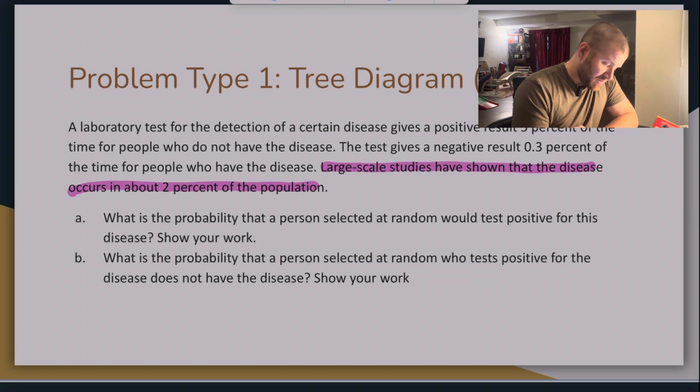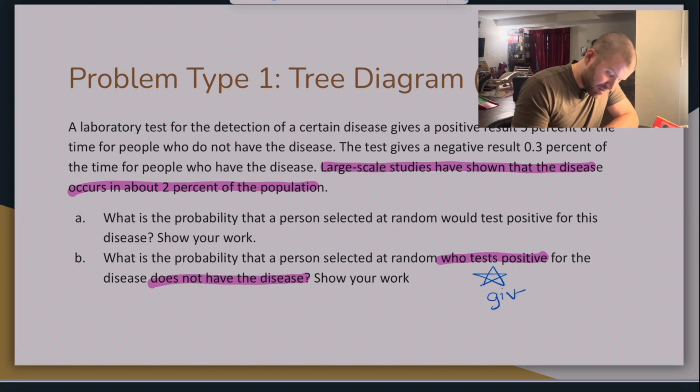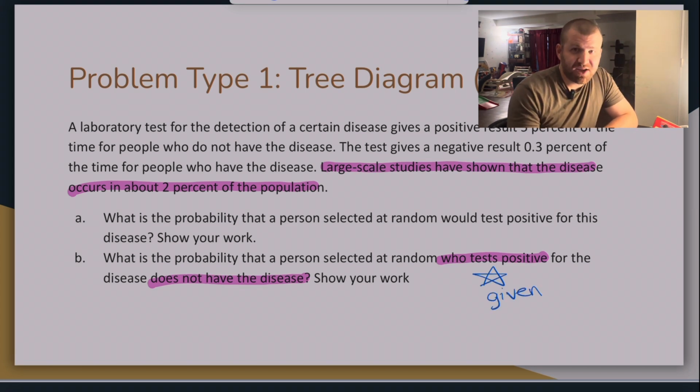Now, for part A, we're just finding the probability that someone would test positive, and we'll talk about that in a second. But part B is the conditional part. What is the probability that someone who tests positive does not have it? This part right here is my given. So given that they test positive, what is the probability that they don't have the disease?